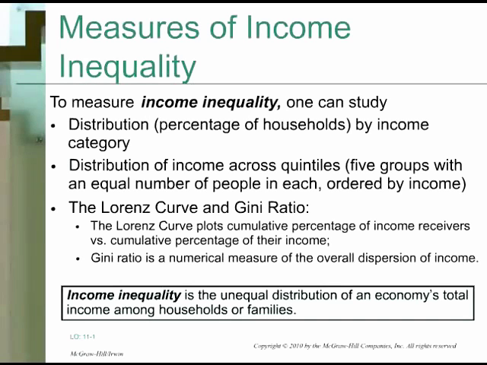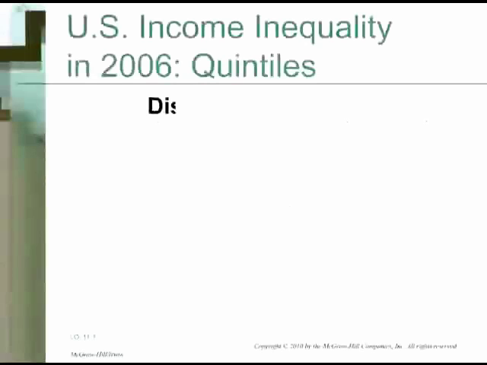First is the distribution, percentage of households by income category. Second is the distribution of income across quintiles, 5 groups with equal number of people in each, ordered by income. Third is the Lorenz curve and the Gini ratio. The Lorenz curve plots cumulative percentage of income receivers versus cumulative percentage of their income. The Gini ratio is a numerical measure of the overall dispersion of income.